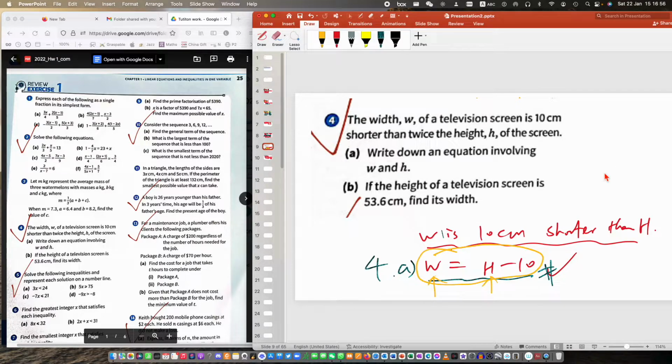Then of course next is simple. So it says if the height of the television screen is 53.6. So the height is 53.6, right? So that means your h is no longer h. Your h becomes 53.6, right? Then what's the width? How do you get the width? Minus. Just minus, right? So it's 43.6 cm. So that's how you get these two parts.